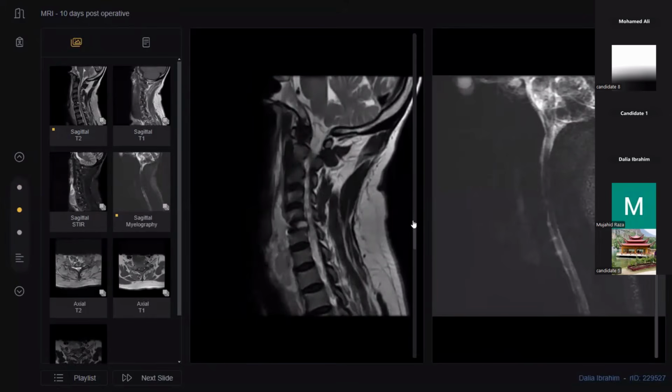This is the post-operative case. Ten days after surgery, the patient presented with severe neck pain and dysphagia, and so he asked for MRI of the cervical spine.